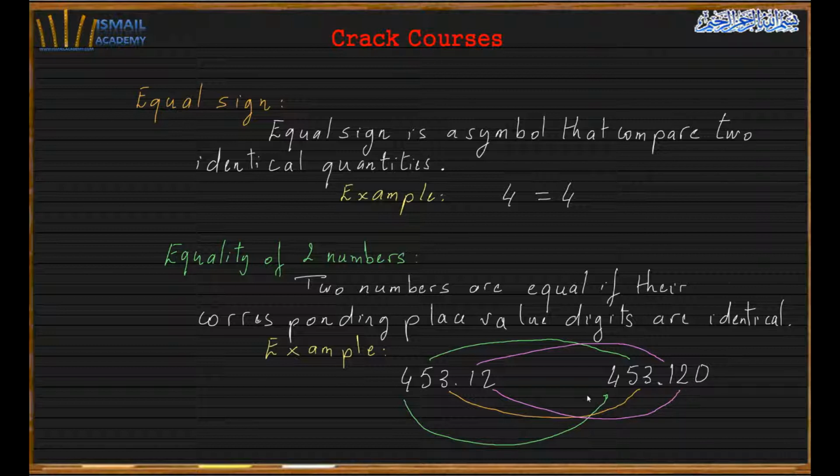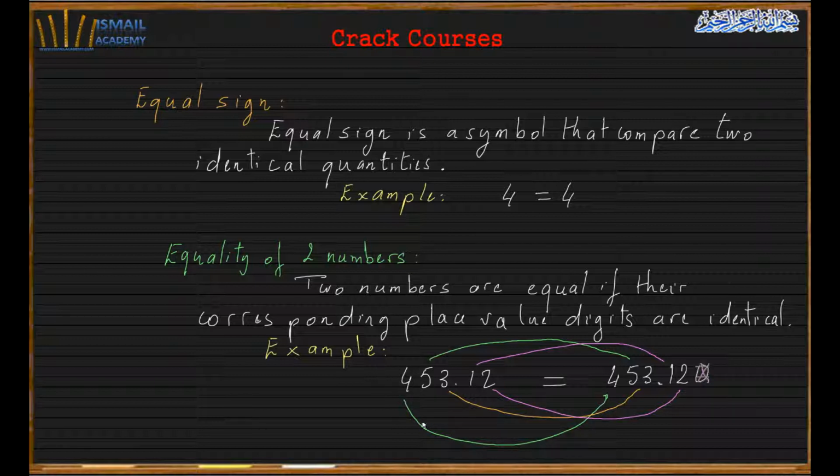But here I have a 0. We know that after the digits in the fractional part, we can put as many 0s as we want, or eliminate as many 0s as we want, as long as there are no distinct digits on their side. So this 0 is either useless, or you can add a 0 here. It's the same thing. So what did we find out? That the corresponding place value digits are identical, so those two numbers are equal.